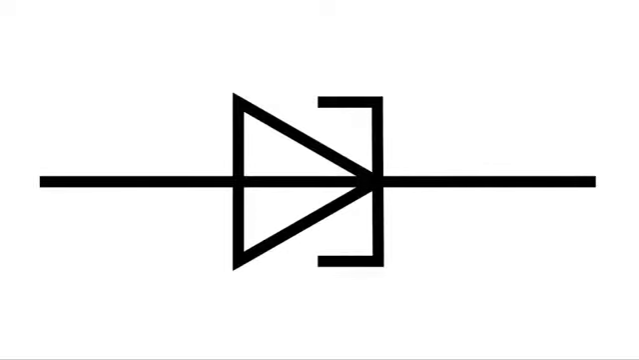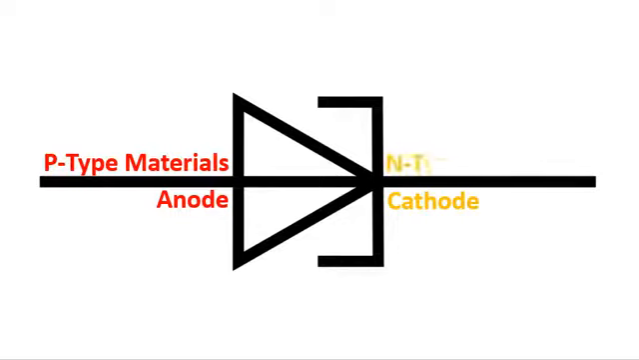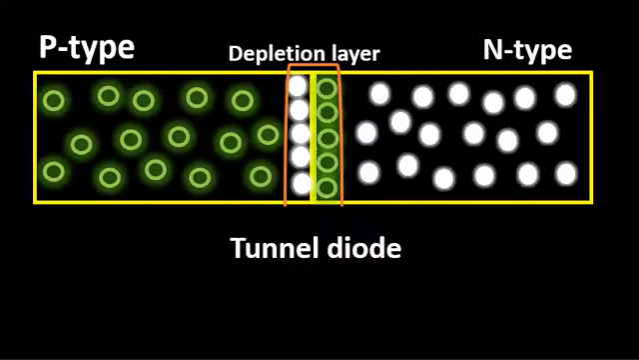Here you can see a sample of a tunnel diode. Here is the anode, which is the p-type material, and this one is the cathode, which is made up of n-type material. So the tunnel diode is basically a p-n junction device. The p-type material acts as an anode and the n-type material acts as a cathode.